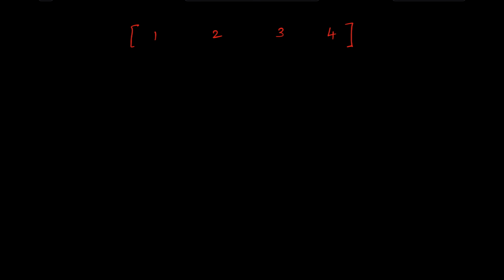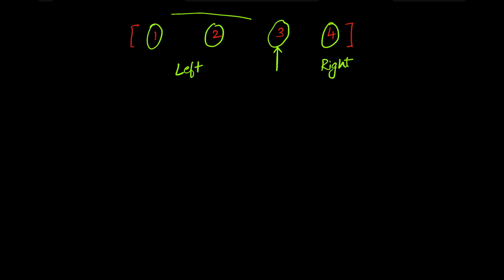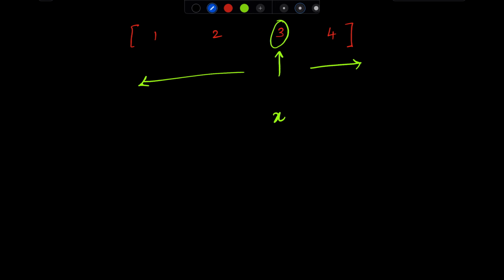Let's try to break this problem down into smaller subproblems. Let's say for number 3, if we want to calculate the product of all of the values except itself, we can also say that we are looking for the product of all of the numbers to its left hand side and multiply that with the product of all of the numbers to its right.